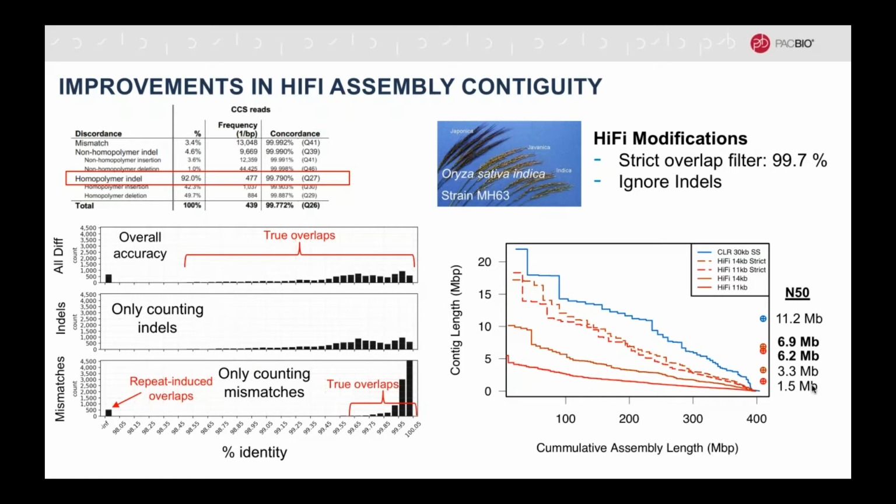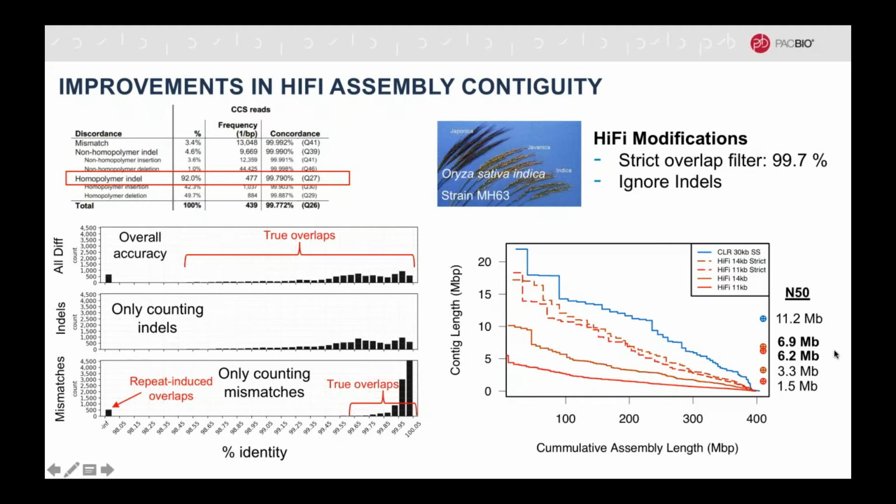Below, I show a histogram of the percent identity in the rice HiFi read overlaps for all differences in the top, indels only in the middle, and mismatches only on the bottom. And so in the bottom panel, you can see that once the indel differences are ignored, we can dramatically increase the stringency of HiFi overlap identity in order to remove repeat-induced overlaps. So these two changes, ignoring indels and increasing overlap stringency, boosted the Kingan N50 of the HiFi assemblies.